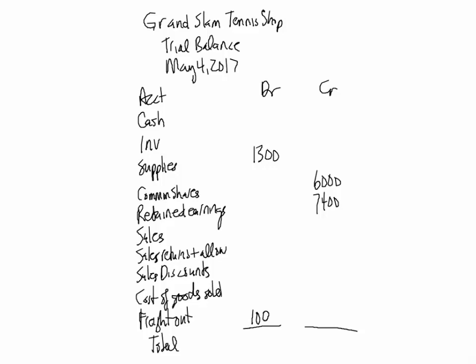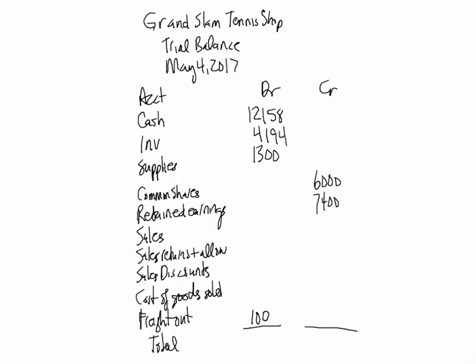Cash is $12,158. Okay, wait a minute. Cash is $12,158. I hope I'm getting confirmation. Okay, good, Mark's got the same. Inventory is $4,194. There we go. So we've got cash, inventory, supplies, common shares, retained earnings. I still need sales, sales returns and allowances. I think there was more than one entry there. Sales discounts, I vaguely remember. Oh, sales, $11,400.